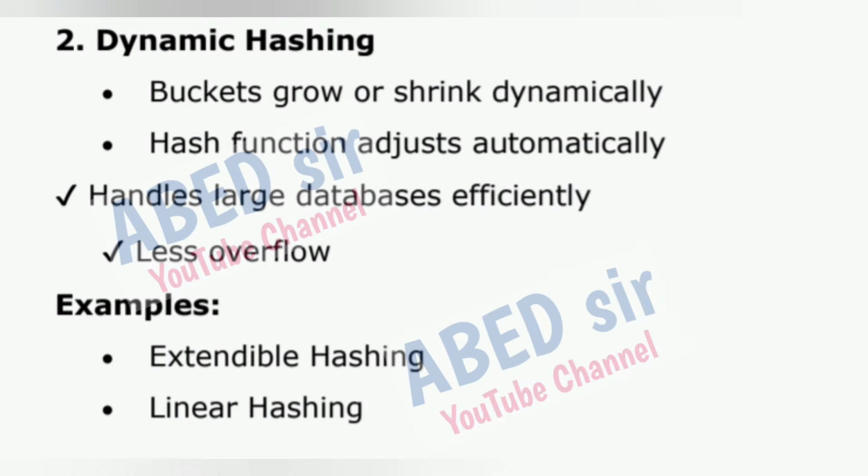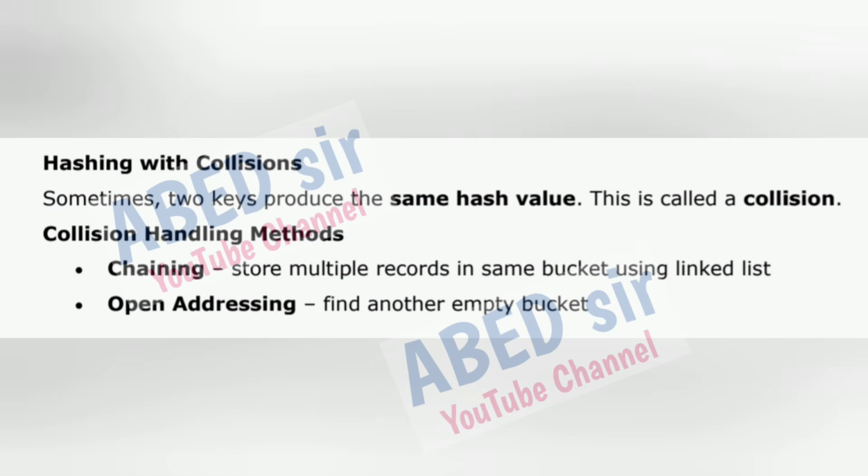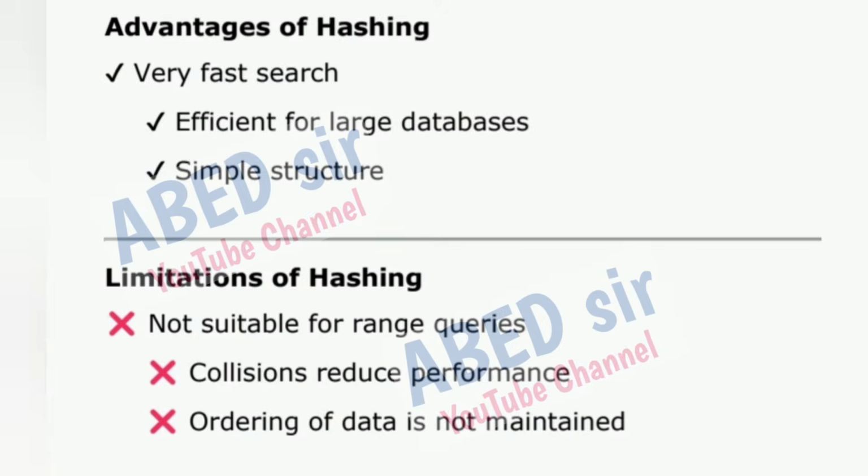Linear hashing. Hashing with collisions. Sometimes two keys produce the same hash value. This is called a collision. Collision handling methods. Chaining, store multiple records in same bucket using linked list. Open addressing, find another empty bucket.